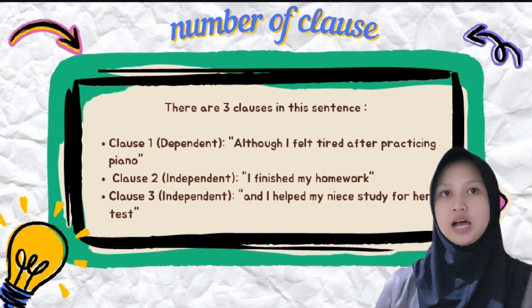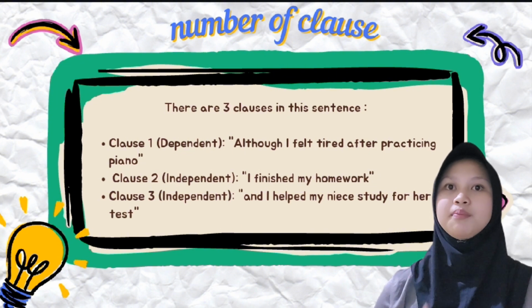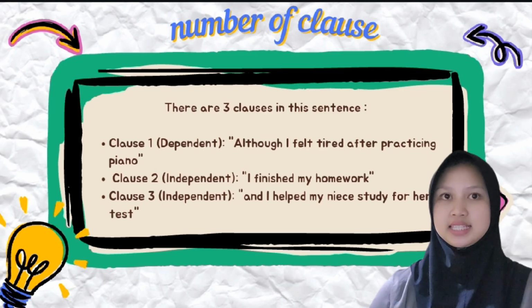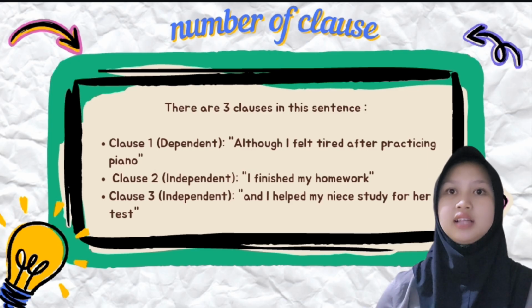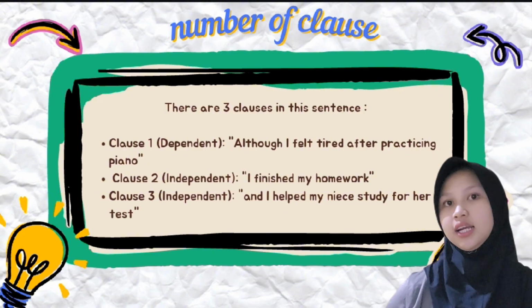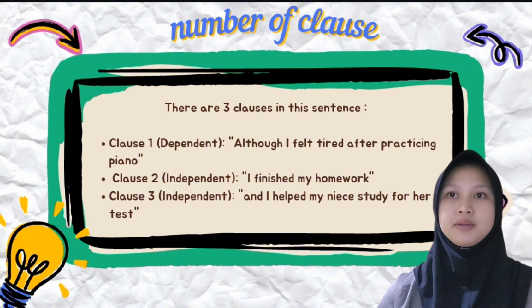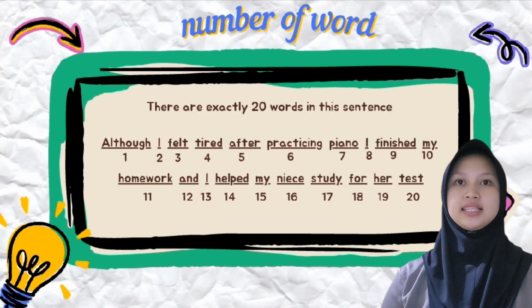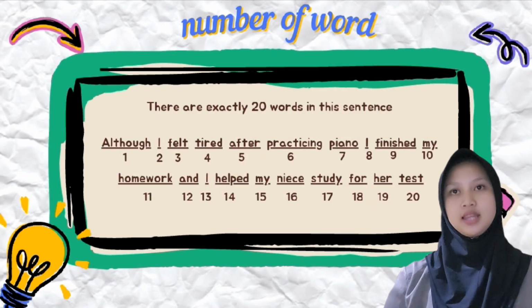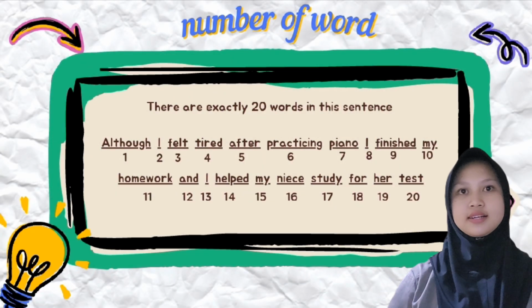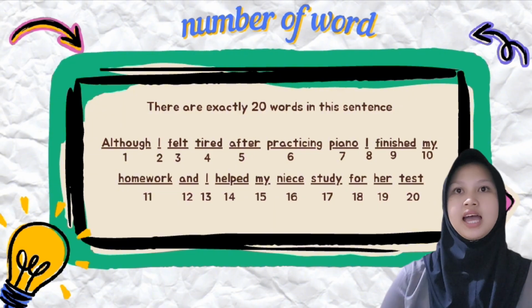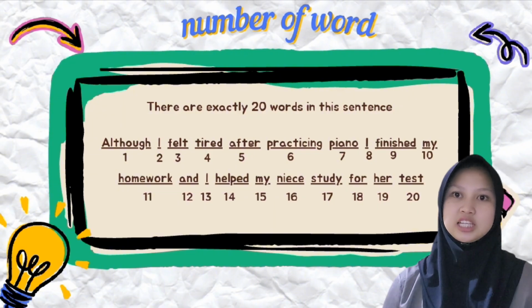And the third clause is and I helped my niece study for her test. This is also an independent clause because it expresses a complete idea. Therefore, the sentence consists of one dependent clause and two independent clauses. On the next analysis, we have the number of words. After counting each word individually, the sentence contains exactly 20 words.